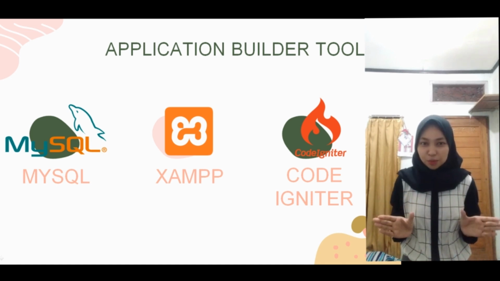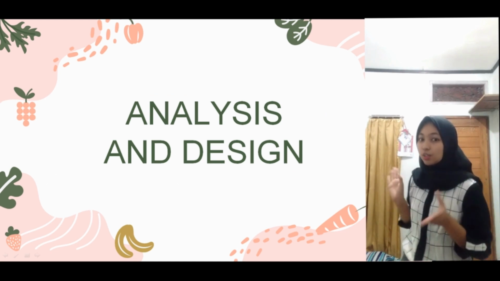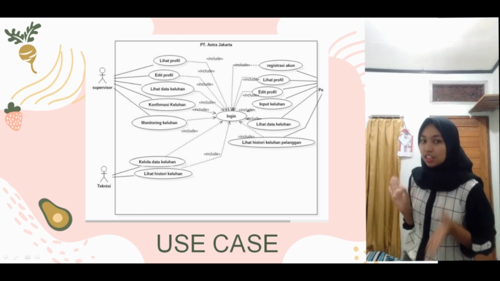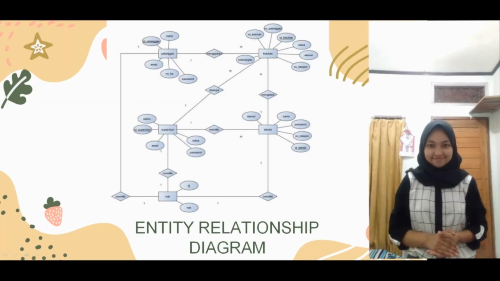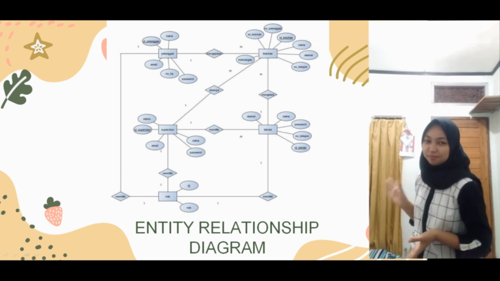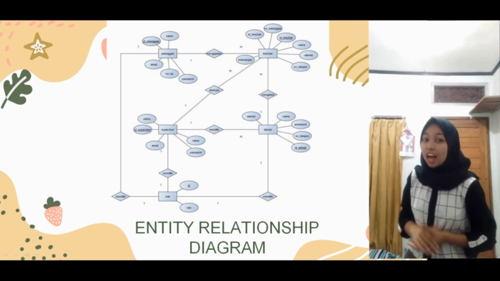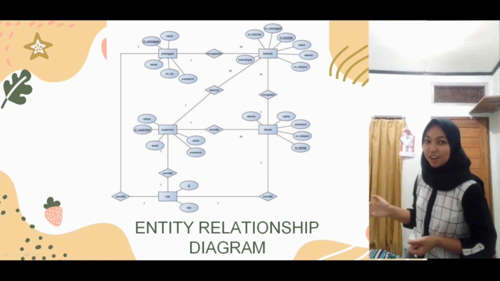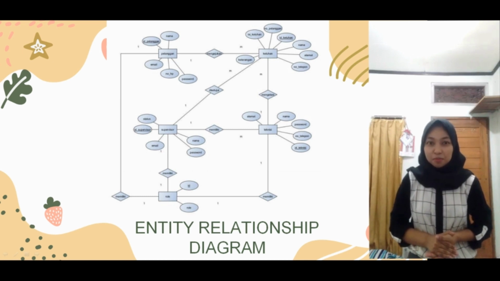After we know the tools, now we can see the analysis and design. As we can see, in the use case, there are 3 roles used in this project: supervisor, technician, and customer. There is a login in the middle of the use case. Next is the Entity Relationship Diagram. There are 5 tables in this ERD: customer, complaint, supervisor, technician, and role. Each table has attributes like ID, name, phone number, and others.